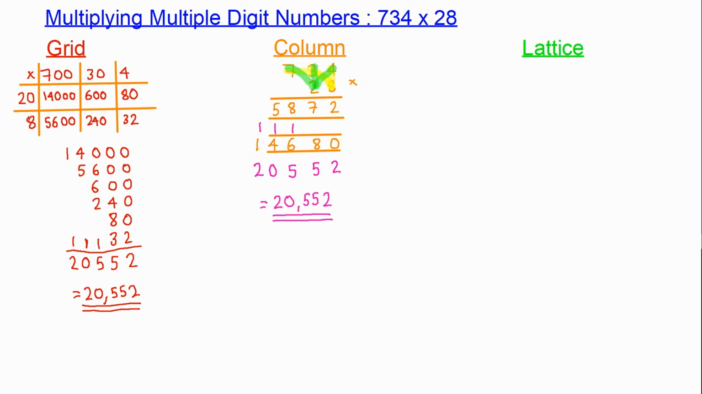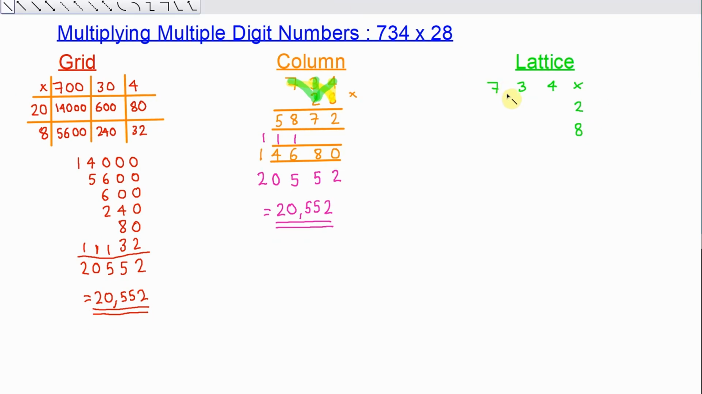Now, the last method that we're going to be looking at is what's known as the lattice method, sometimes called the Chinese method. But ultimately it's using what's known as a lattice. So to show you how to do this, first of all, we start off with 734 written out, nicely spaced out again. And this time we're going to multiply it this way by 28 going downwards.